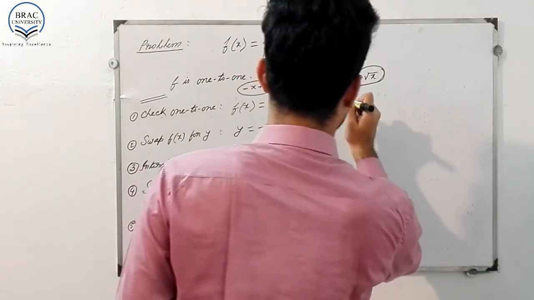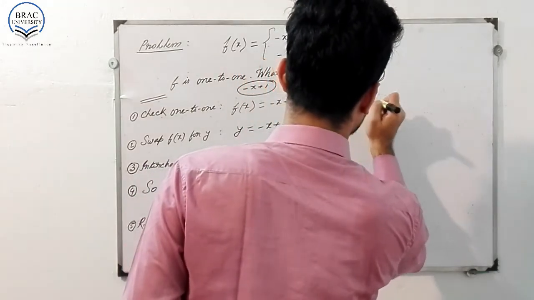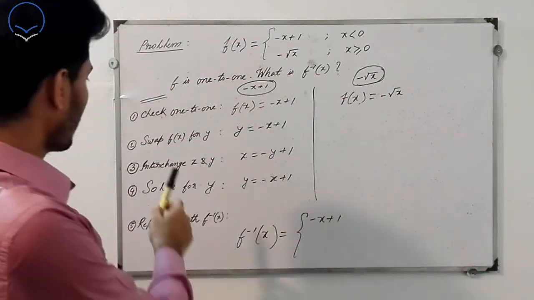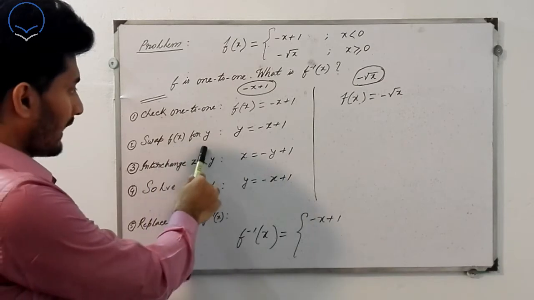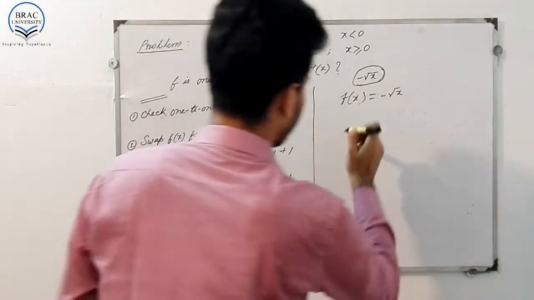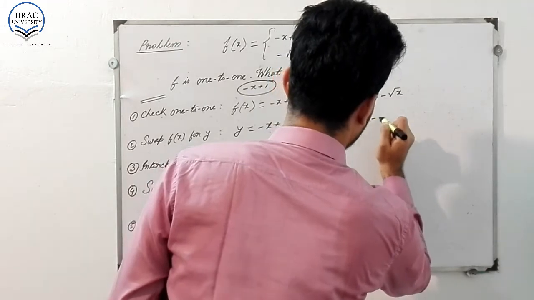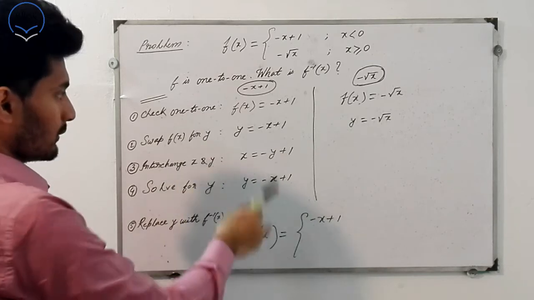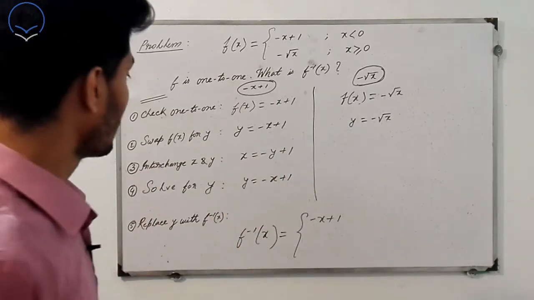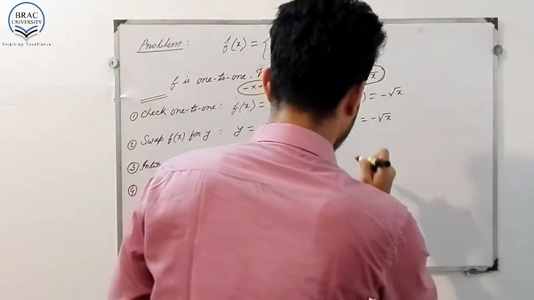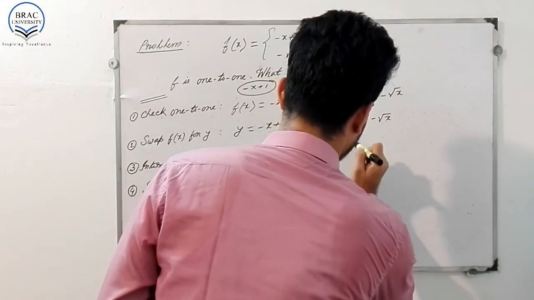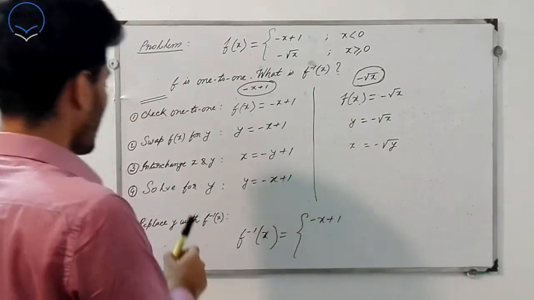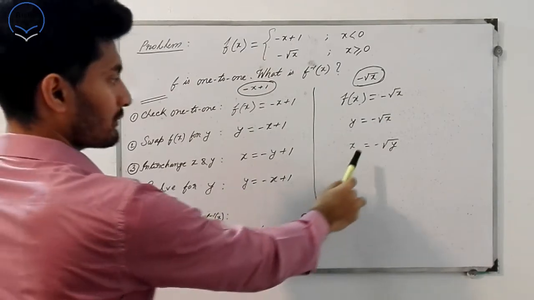So we're going to write f of x is equal to minus square root of x. Now we're going to swap f of x for y. What that means is we're going to just write y in place of f of x, and everything remains the same. Now we want to interchange the variables. We want to get into the inverse world. So we interchange the variables, meaning in place of y, I'm going to write x, and in place of x, I'm going to write y. Now we will solve for y. So we will solve this for y.